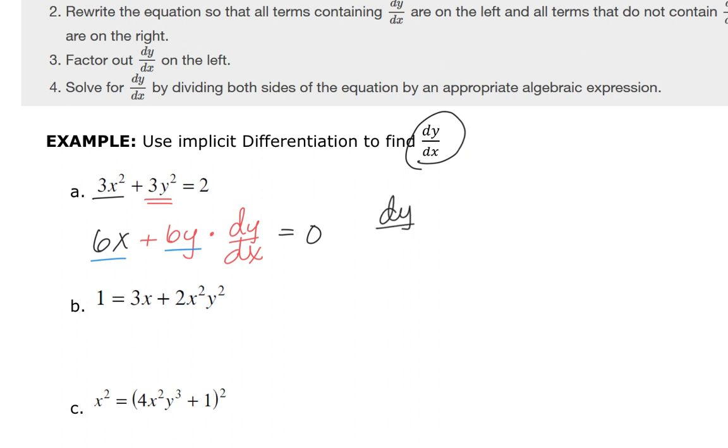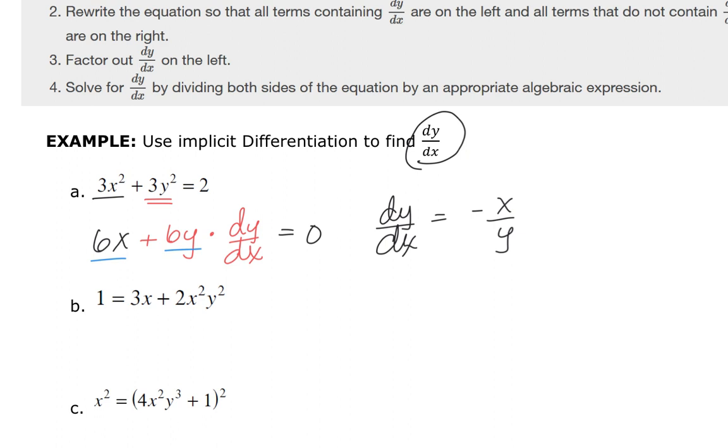So dy/dx is going to be negative x over y, because I subtracted 6x from both sides and divided both sides by 6y. Now, for part B, I have to use the product rule because I have x squared multiplied by y squared. Every time I take the derivative of y with respect to x, I use the regular rules of differentiation, but then I slap on the dy/dx.